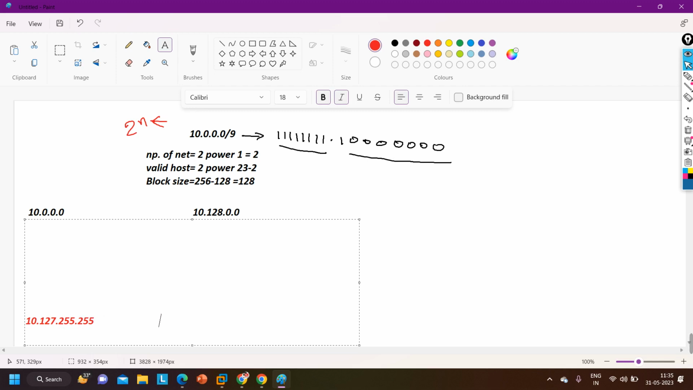And the last IP address of this network will be 10.255.255.255. If I talk about the first valid host, that will be 10.0.0.1, then 10.0.0.2. Like this.